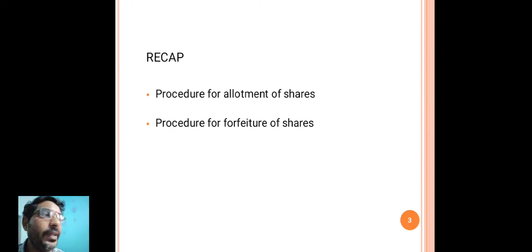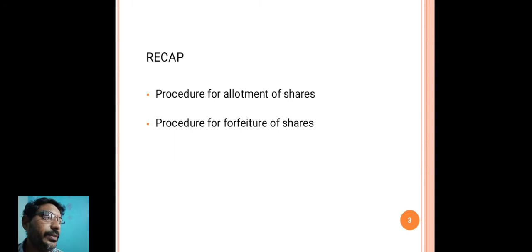The board of directors passes a special resolution in the meeting that the shares have been allotted to those shareholders, and the same information is communicated to the shareholders whose shares have been allotted. The written information will be sent to the shareholders about their allotment of shares.